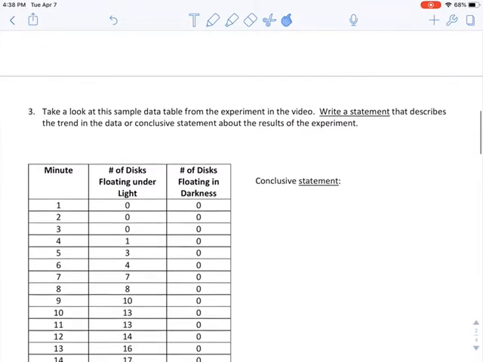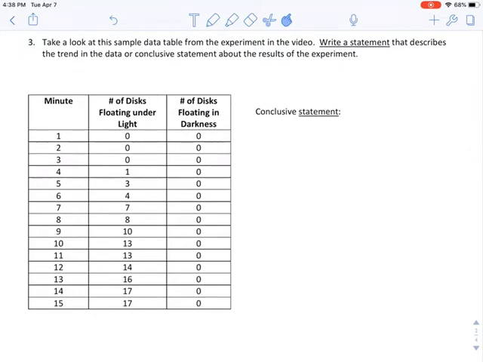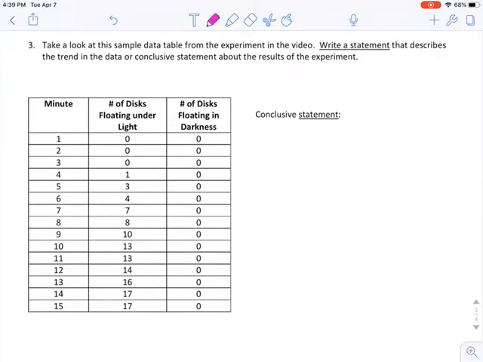Then I want you to take a look. I took the gentleman's experiment and made up some fictional data about what I think was going to happen in that particular experiment. So I want you to take a look at this data table. The experiment runs for a cumulative time of 15 minutes. And what you see in the two columns are the number of leaf discs that were floating at that given time. So it is also a cumulative number. I believe in his experiment, he only ever went up to 20 discs per group. So that's why my number ends at 17.